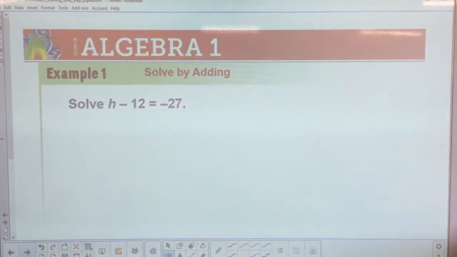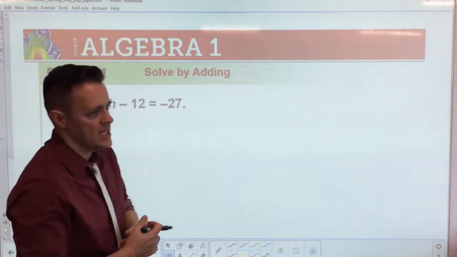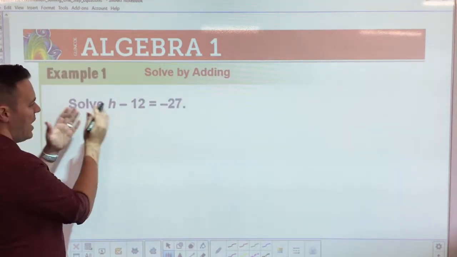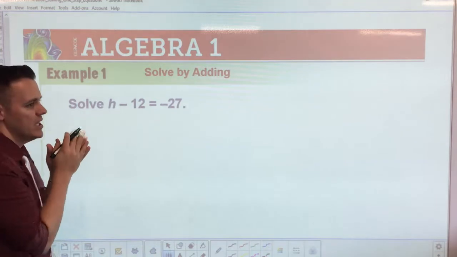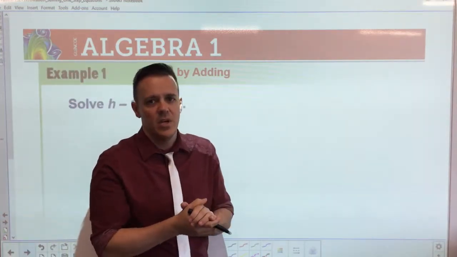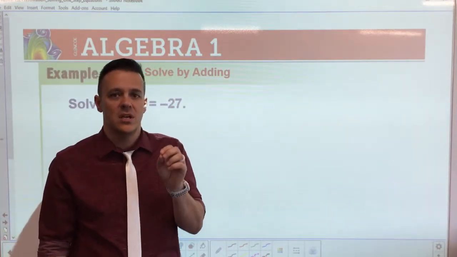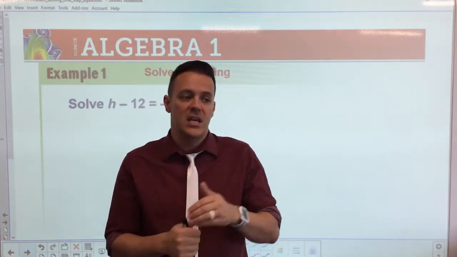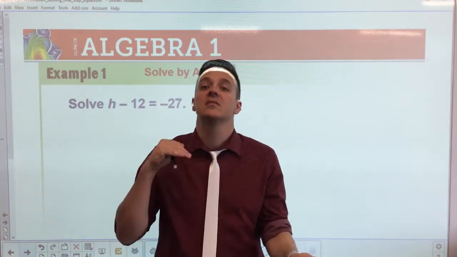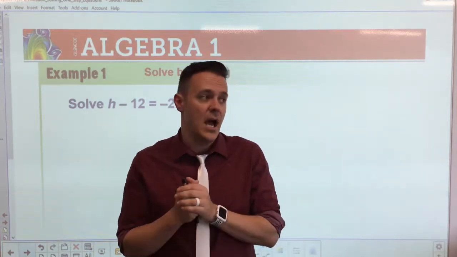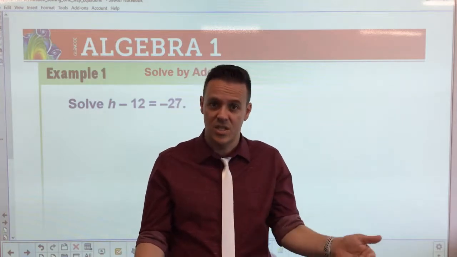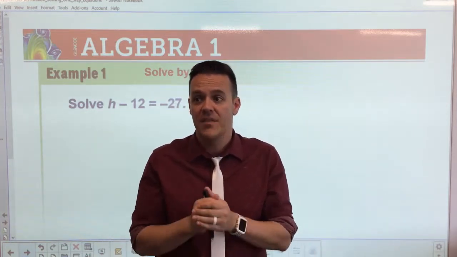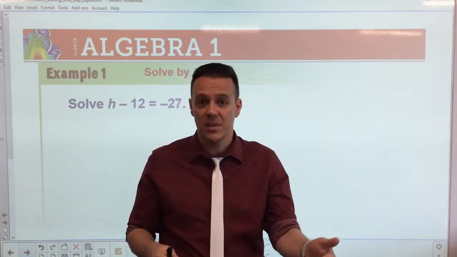All right, solve this equation. So we had talked about in class, and I mentioned it to you guys, that you want these variables to get by themselves. You want to get everything away from them as possible. And you guys have to remember two things. What are the opposites of the order of operations? The opposite of addition is subtraction. Okay? The opposite of subtraction is addition. The opposite of multiplication is division, and the opposite of division is multiplication.